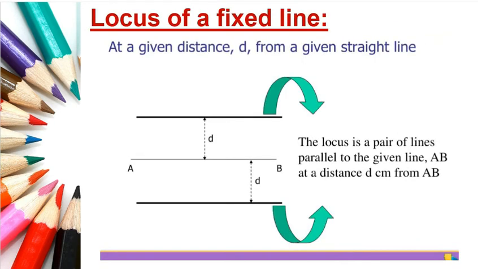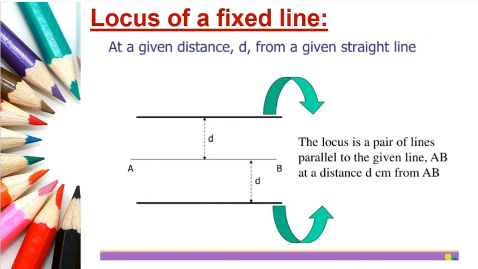Then we have the second locus. The second locus is locus of a fixed line. So when we have locus at a given distance d from a given straight line, the locus is a pair of lines parallel to the given line AB at a distance d centimeter from AB. So in this type of condition, what will we construct? We will construct 2 parallel lines. Again, the measurement will be given in the question.